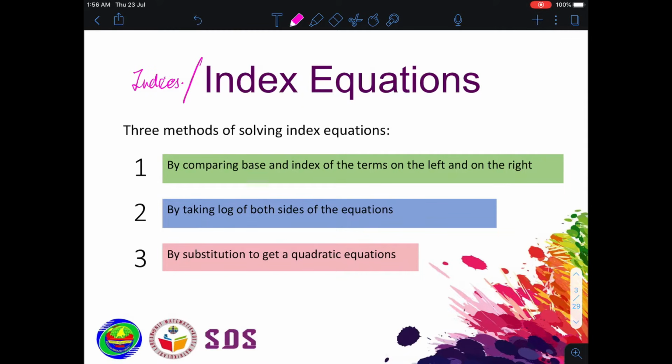So there are three methods of solving index equations or indices. The first one is comparing the base and the index of the term on the left and on the right. Let's see how we can compare it from the left and from the right.